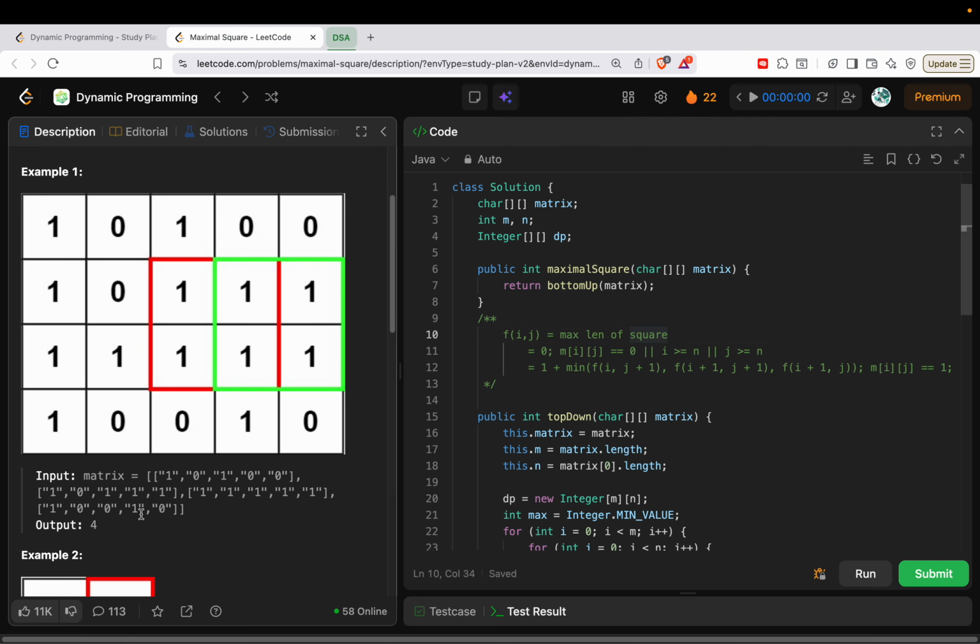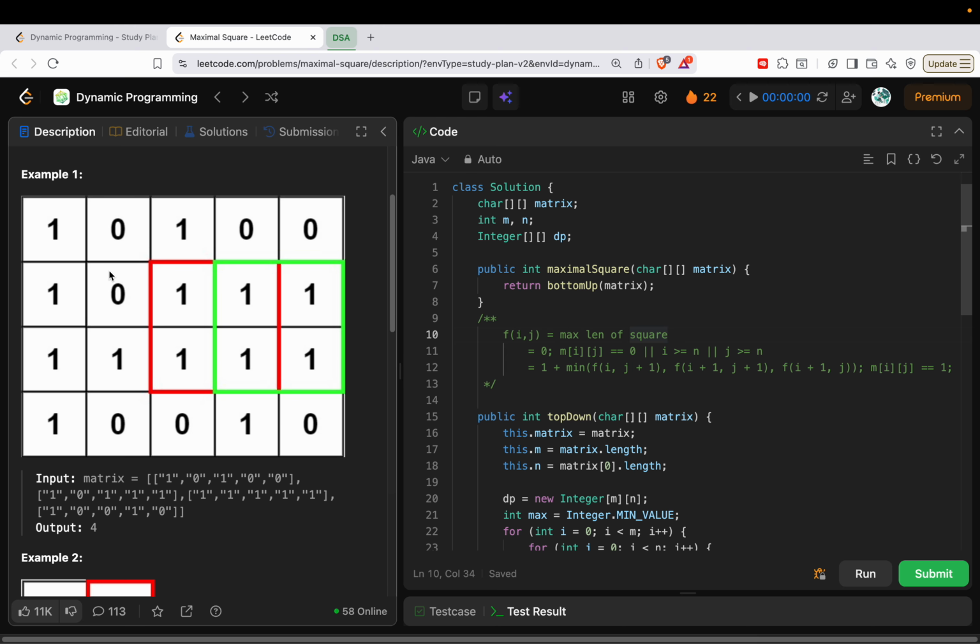Let's say we are standing in a particular cell, i comma j. If the cell contains 0, that means I cannot form a square using this cell. I cannot extend this cell in any direction to form a square with all ones. So whenever we have 0, the answer to form a square using this as the top left corner of my square is 0. I cannot form a square using this cell.